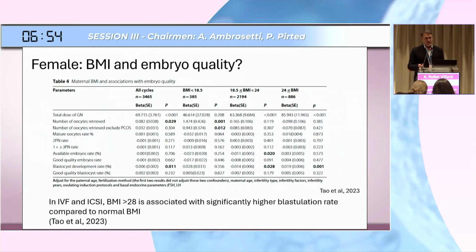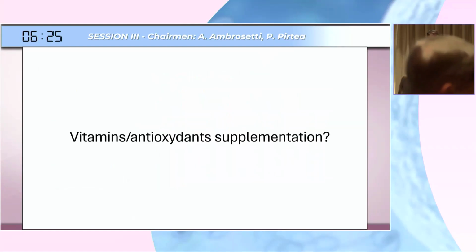So now let's talk about BMI per se, maybe not associated with PCOS. And this is very interesting because the results are very contradictory. In IVF and ICSI, a BMI over 28 has been associated with a significantly higher blastulation rate compared to normal BMI, which is quite the opposite of what we can think about for PCOS patients. So it's not that clear.